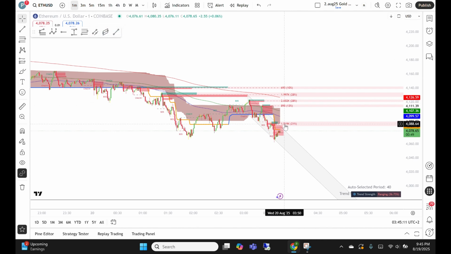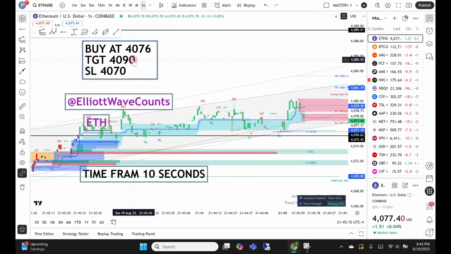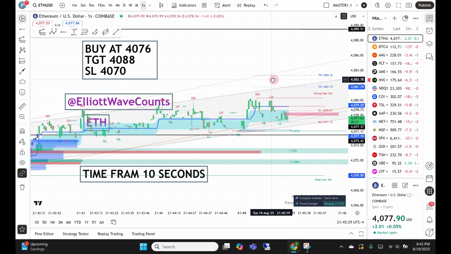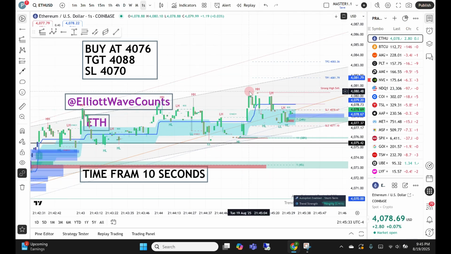We might see 4088. Actually, I will not even change it. I will change it to 4088 over here. Target is 40. I don't want to be greedy. It's not greedy. It's just something that I will follow, that I see on the chart. So yeah, this is a 1 second scalp.